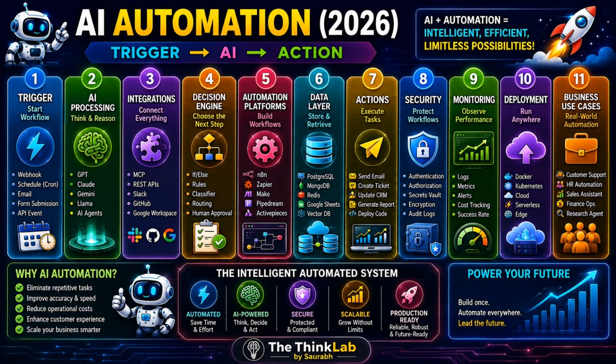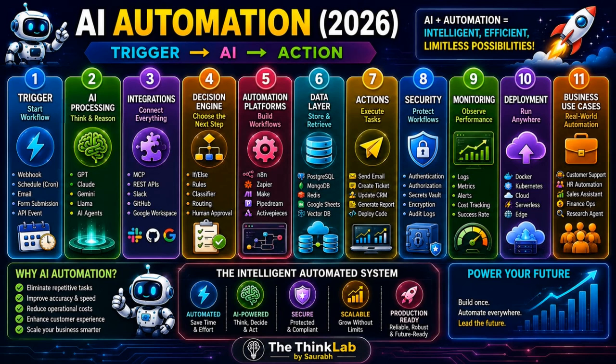Now we are talking about the eleventh one, the use cases, the real world applications. Now let's see where this is used. Customer support automation, HR automation, sales assistants, finance operations, AI research agents. Almost every industry can apply this AI automation.